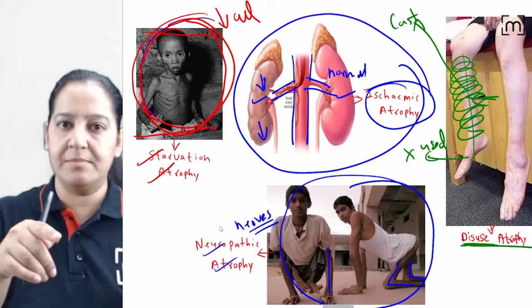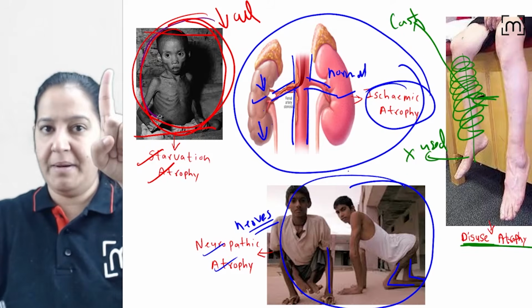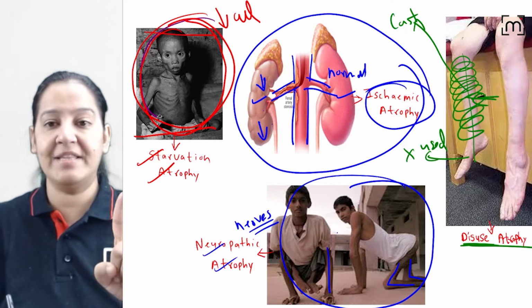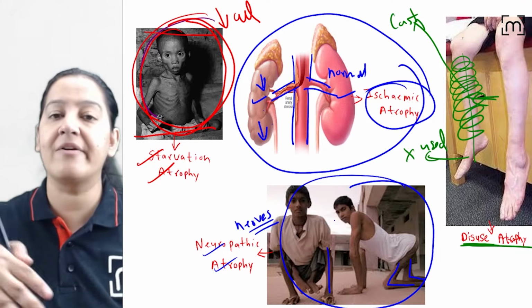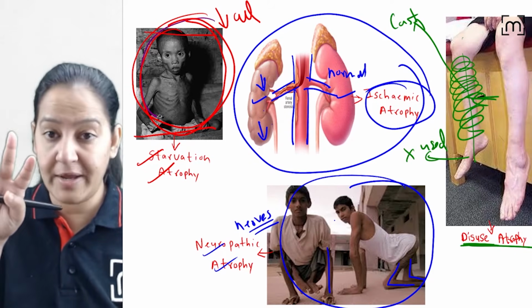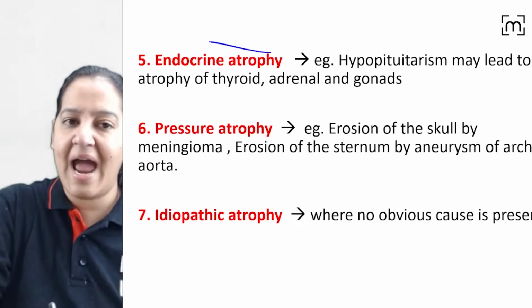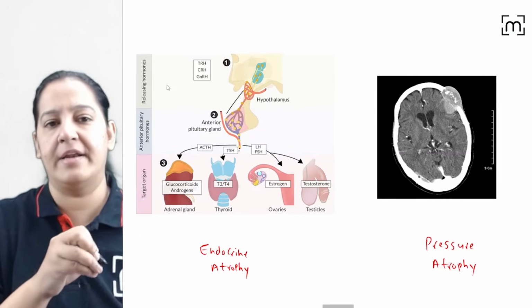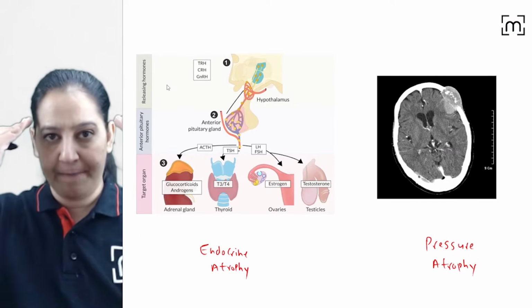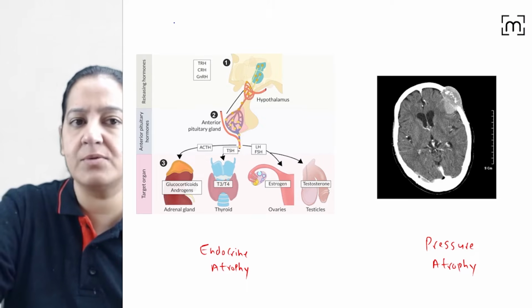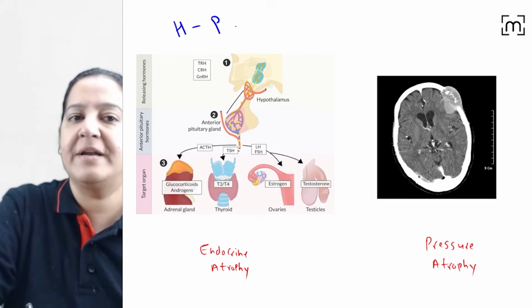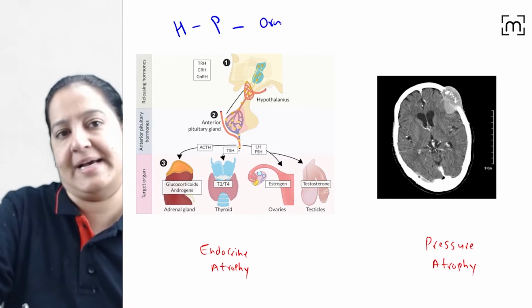You can see the diagram: starvation atrophy, ischemic atrophy, neuropathic atrophy, and disuse atrophy. You can write the examples, right, looking at the diagrams. The next is the endocrine atrophy. Endocrine. You know, we have an axis in our body. What is the axis? The axis is known as hypothalamus, pituitary, and peripheral organ axis, right?